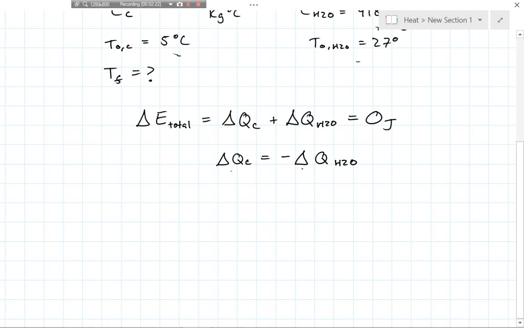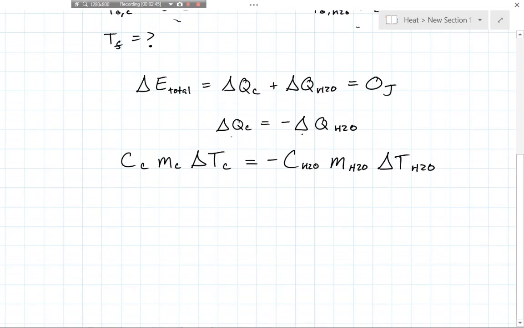So now what we need to do is plug in the relationship between heat and temperature. So remember that this is going to be equal to the specific heat for the Coke times the mass of the Coke times the change in the temperature of the Coke. And over here we have minus the specific heat for the water times the mass of the water times the change in the temperature of the water.